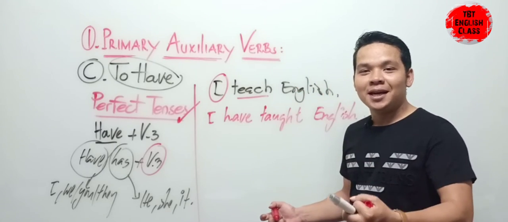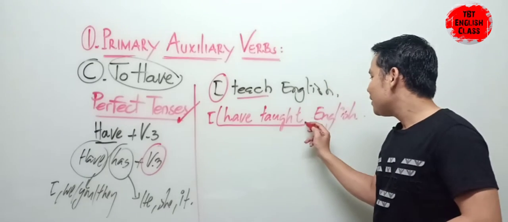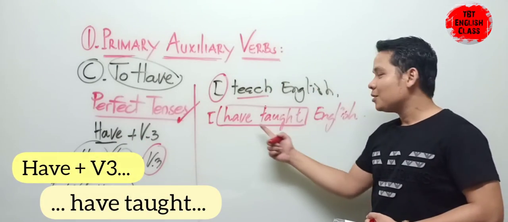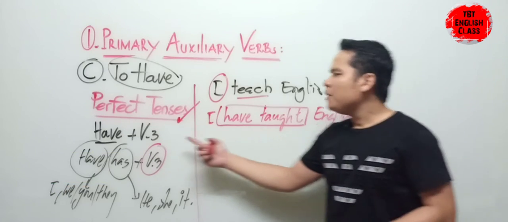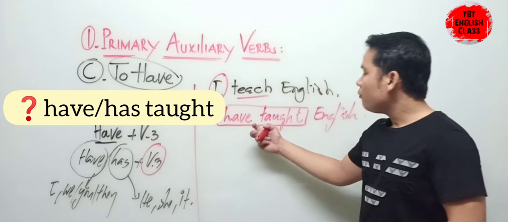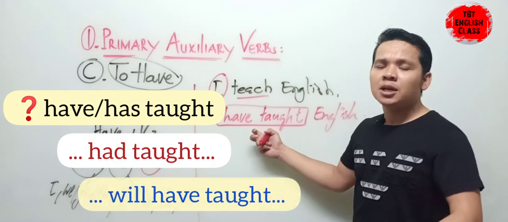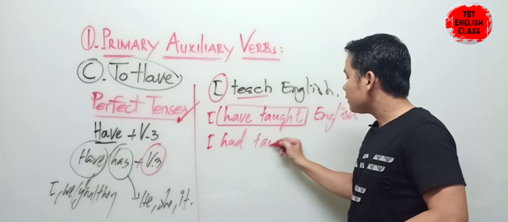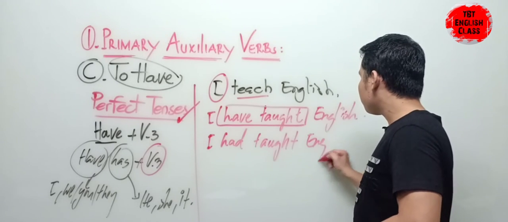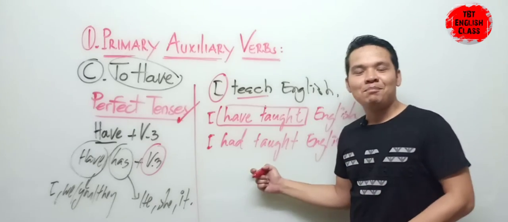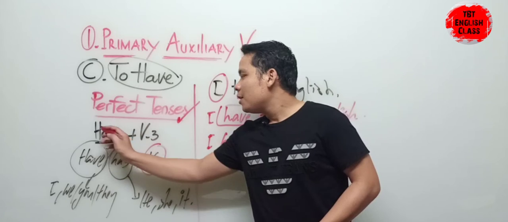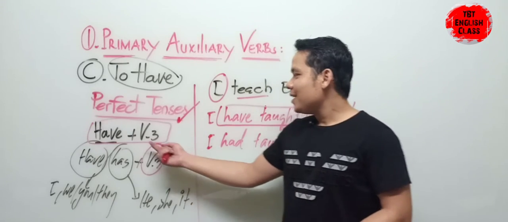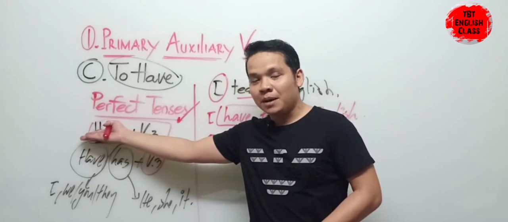Okay, so the main point that I want you to be interested in is just about perfect tense. You know, have plus verb 3. This one, have verb 3. I have taught. So this form we call perfect tense. Okay, so can we use only present perfect tense? No. We can change or we can use past perfect tense, future perfect tense, that's okay. You know, I can change I have taught English like this, to be past perfect tense. Of course, perfect tense can be have verb 3 for present and can be had verb 3 for past. Okay, I'm sorry that I didn't express this to you like the previous one about primary auxiliary verb to do.